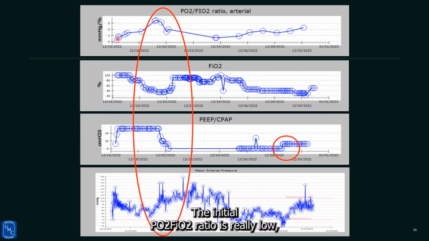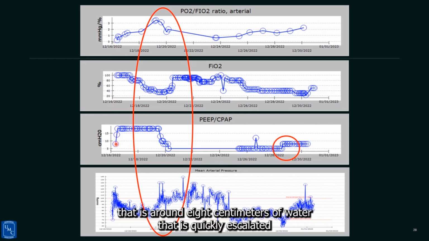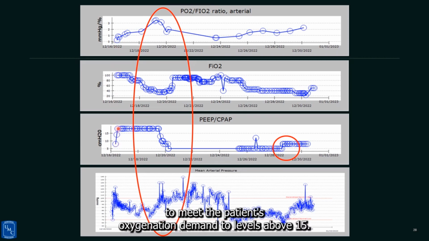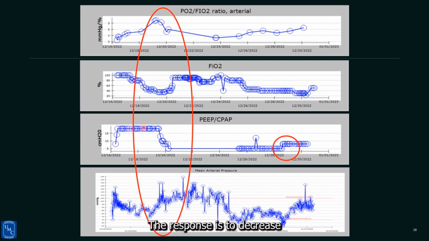The initial PO2-FiO2 ratio is really low. The patient's intubated with 100% of oxygen and a PEEP that is around 8 centimeters of water that is quickly escalated to meet the patient's oxygenation demand to levels above 15. The response is to decrease FiO2, which is appropriate. The patient's PO2 ratio improves, and the patient's hypotension continues to improve.